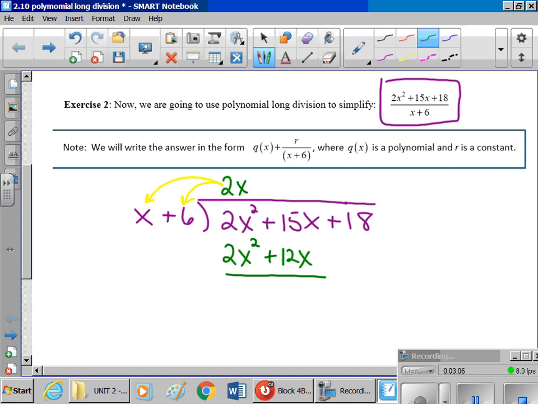So now, remember what we talked about. Now you need to subtract it. So when we subtract it, we turn the positive 2x squared to a negative 2x squared, and we change the positive 12x to a negative 12x. And now we did this because now we can cancel these. And we get positive 15x minus 12x is 3x, and now we're going to bring down the positive 18.